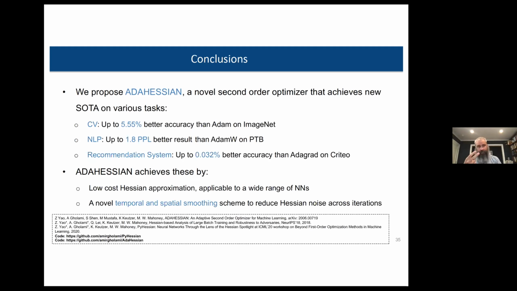So using the Hutchinson and the randomized linear algebra techniques to approximate the Hessian. And then, since that stochastic approximation injects a little bit of noise, use those other two methods to reduce the variance.